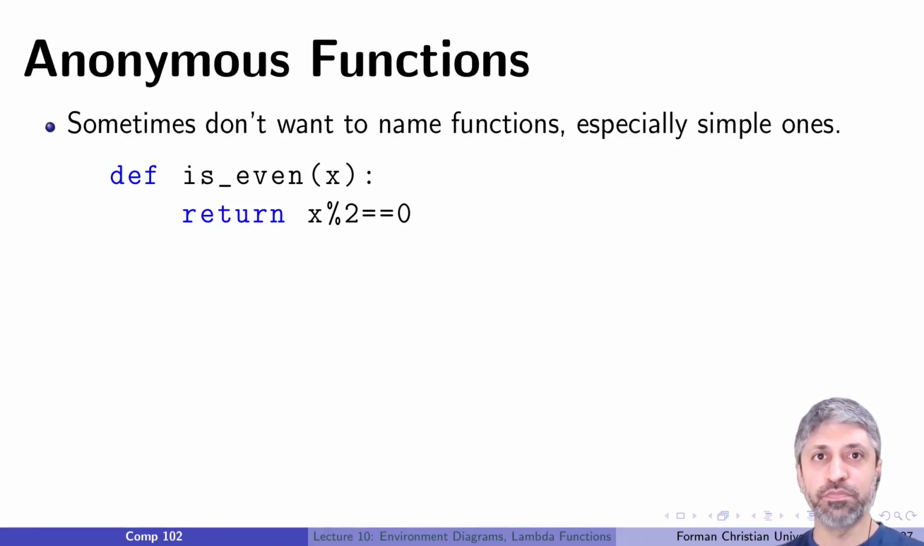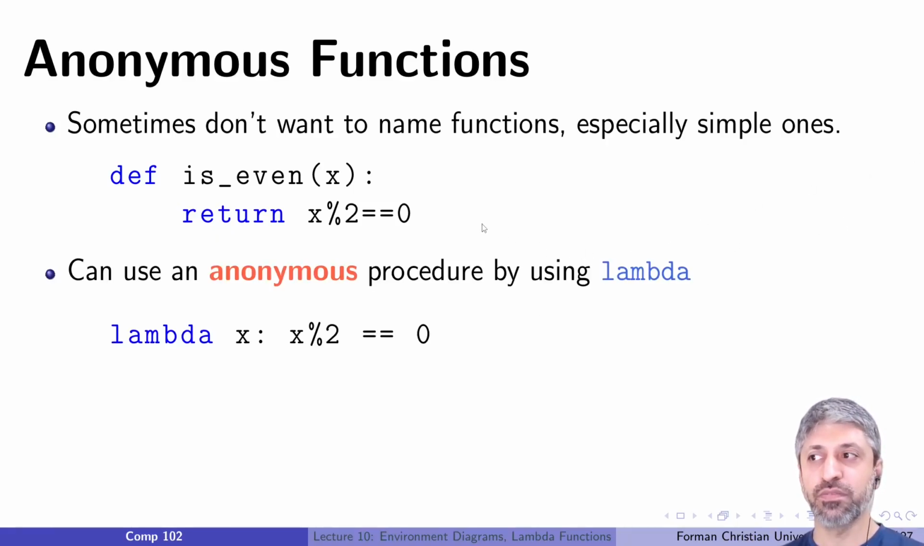Let's put them side by side. The named version says def even, and it has a body. So this is the full-blown function definition that we did earlier. And the other one is the anonymous version, and that is the Lambda. It's a single line with the Lambda keyword, then a list of parameters, then a colon, and after the colon there is a single line body.